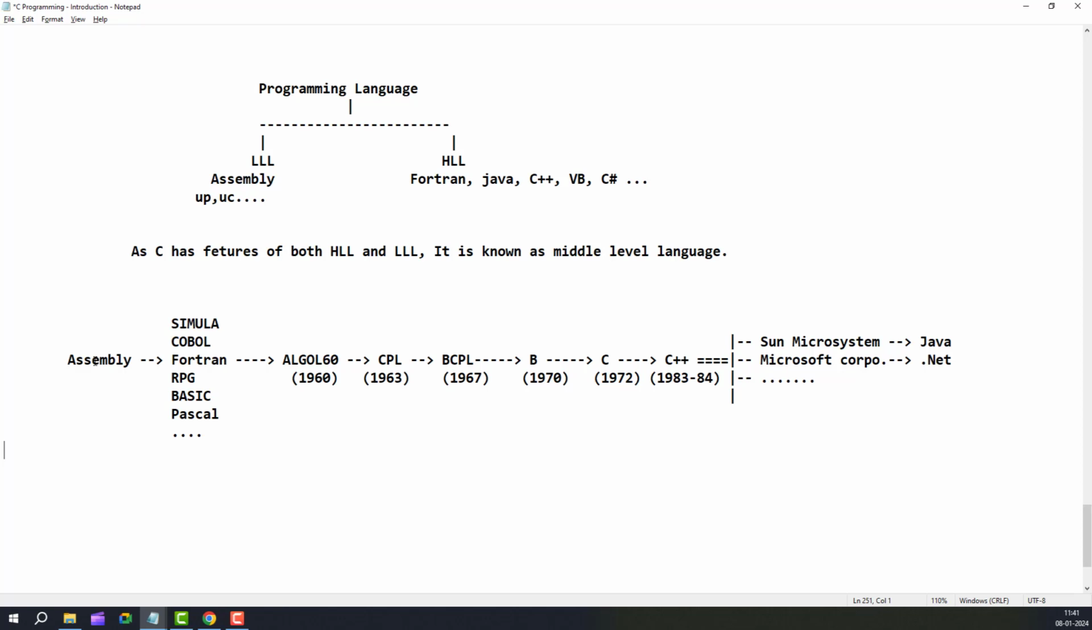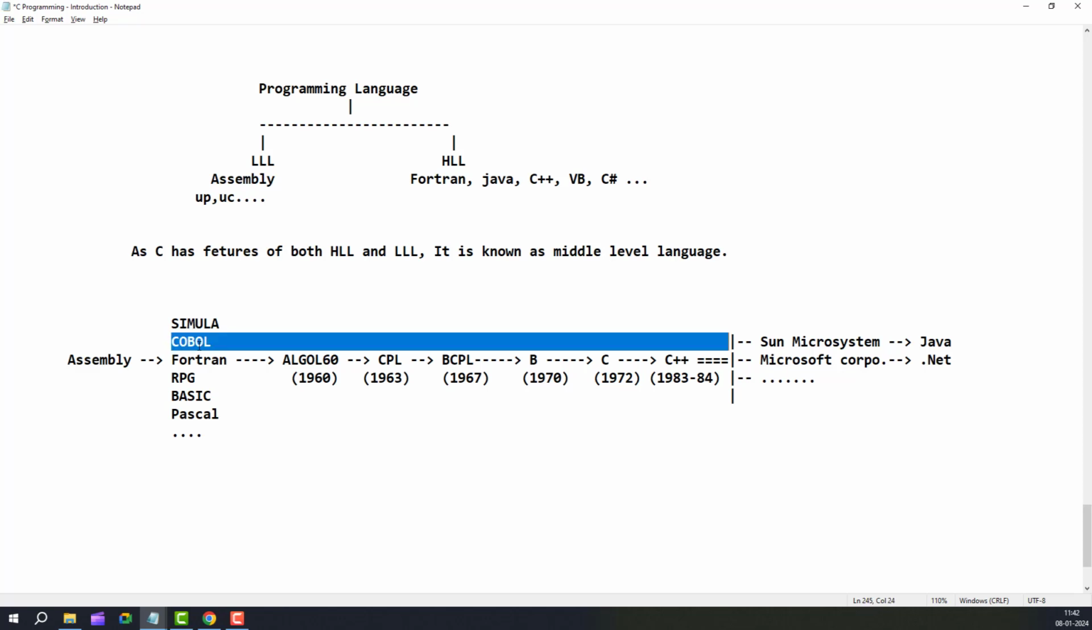So therefore, the people shifted towards the next era where they wanted to use human understandable language for the coding. That is an English-like language. And with the same perspective, the era shifted towards the next language generations where dozens of languages were introduced in the market, just like Simula, COBOL, Fortran, RPG, BASIC, Pascal. But the common drawback of these languages is that these are field specific languages.